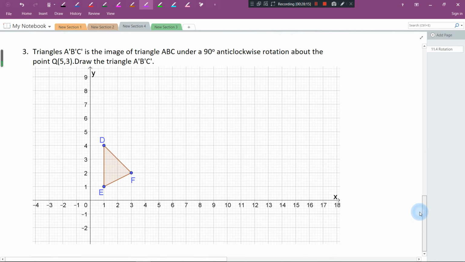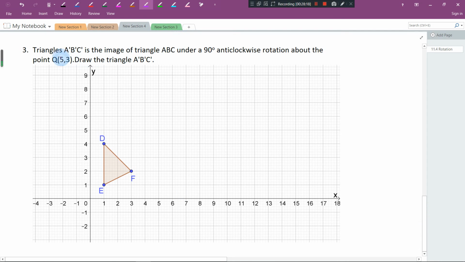Okay, let's try one more. This is the last question for this video. Triangle ABC. Okay, let's change it to DEF, D prime, E prime, F prime. It's the image of triangle DEF, since in this diagram I use DEF. DEF under a 90 degree anti-clockwise angle of rotation, and this is the center. Draw the image of triangle A prime, B prime, C prime. Okay, so I need to change a lot of things.